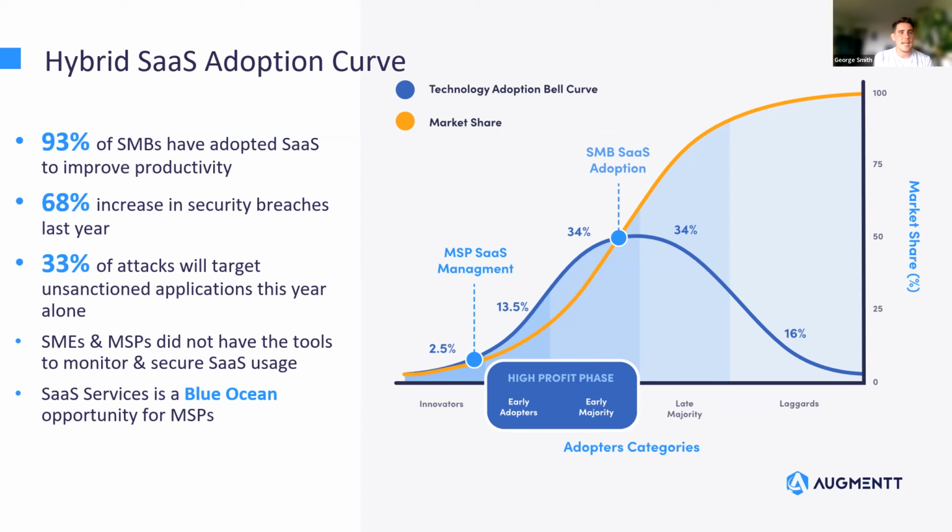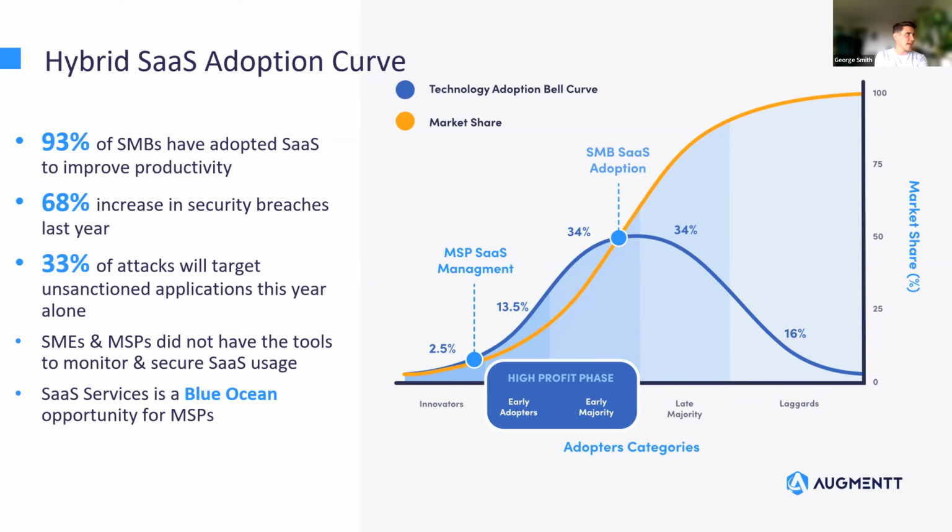The problem that we're seeing is that, for everyone using SaaS, there's still not a significant uptake of SaaS security and management focus within the channel itself. And we understand that that's partly because the platforms and tools haven't been available. And so that's our main mission at Augment, to provide that comprehensive platform for MSPs to use, so that they can get insight and actually secure and manage the SaaS for their customers.